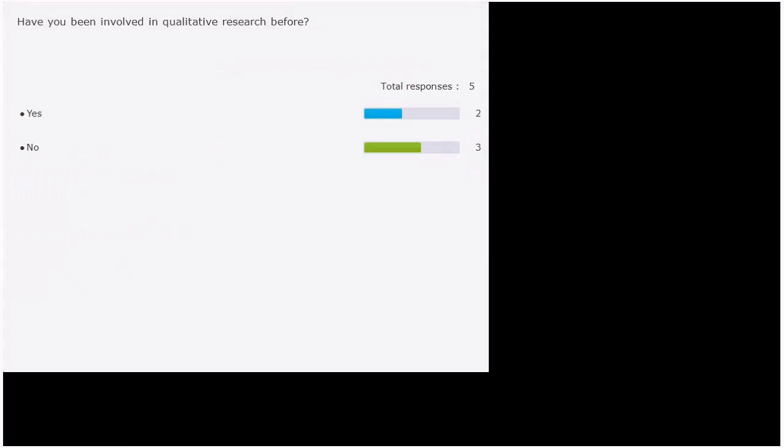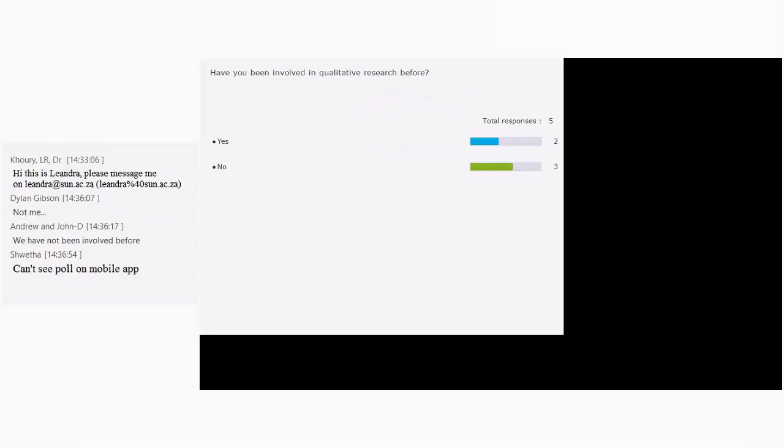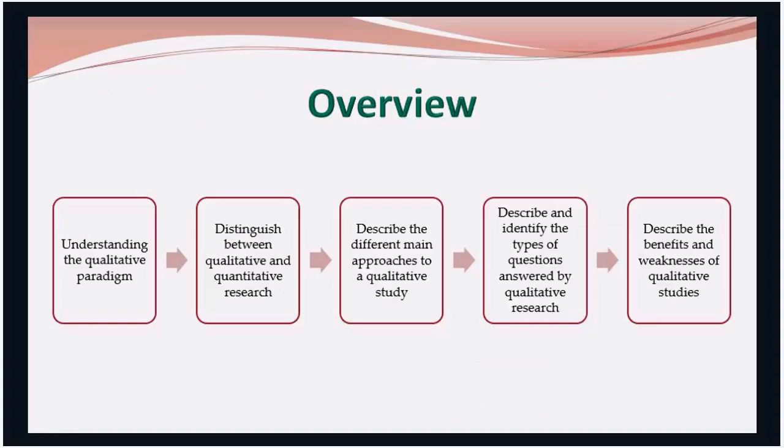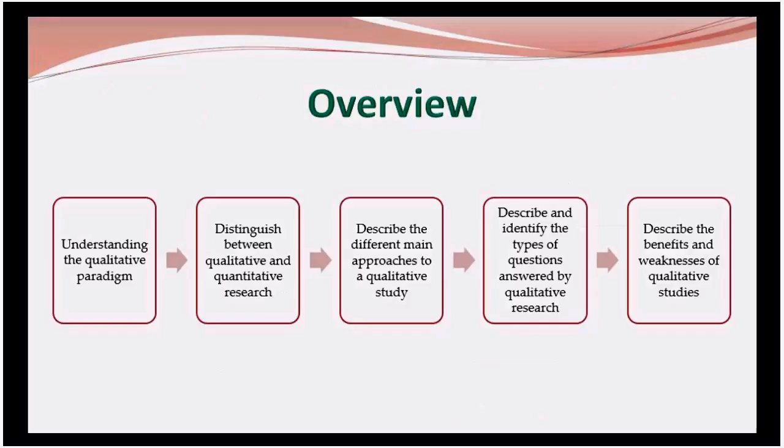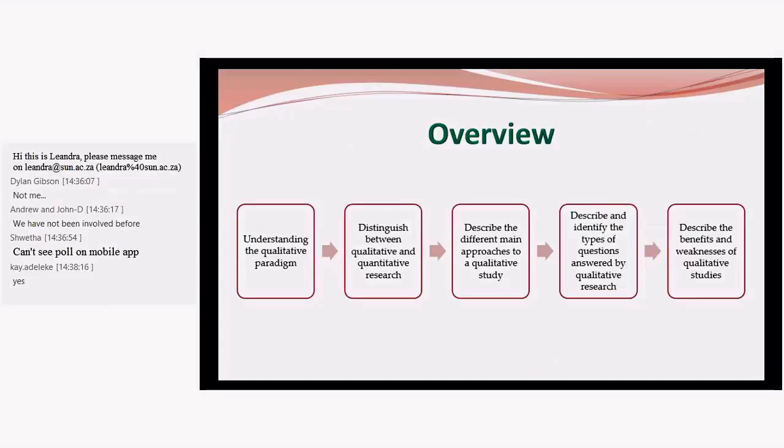Today, I'm just going to be giving you a brief overview. I'm sure you're going to be excited about it, and you're just going to run out of this webinar and want to start doing qualitative right now. So let's get into it. So these are the 5 main concepts that we are going to cover today. First, we're going to get some understanding around the qualitative paradigm. Then we're going to distinguish between qualitative and quantitative research. Third, we're going to describe the main approaches to a qualitative study. Fourth, describe and identify the types of questions that are answered by qualitative research. And once we have set the scene for all of that, we'll describe the benefits and the weaknesses of qualitative studies.